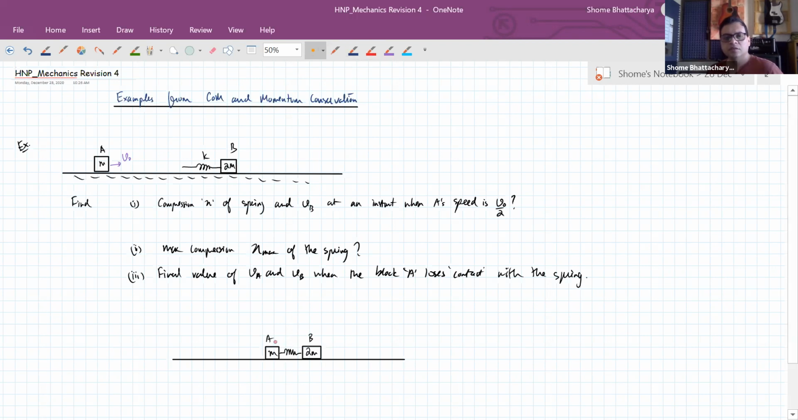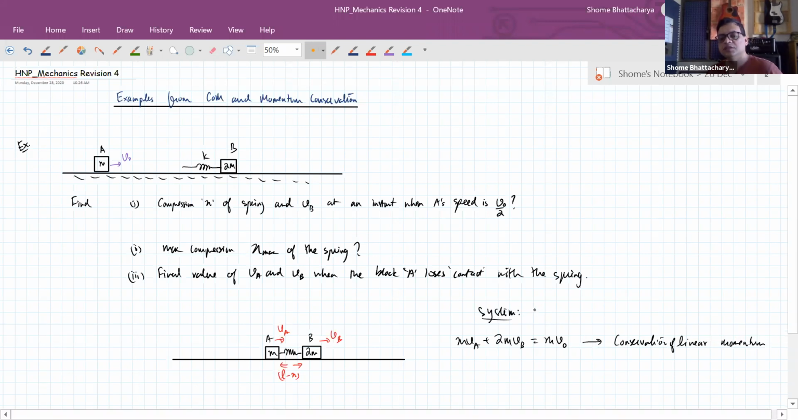if at such a time, let's say A's velocity is VA, B's velocity is VB, and the spring is at a state of a compression of x from the natural length, then the conservation equations are that M VA plus 2M VB should be equal to M V naught. This is our conservation of linear momentum for our system, which we can take here as the combination of blocks plus the spring.